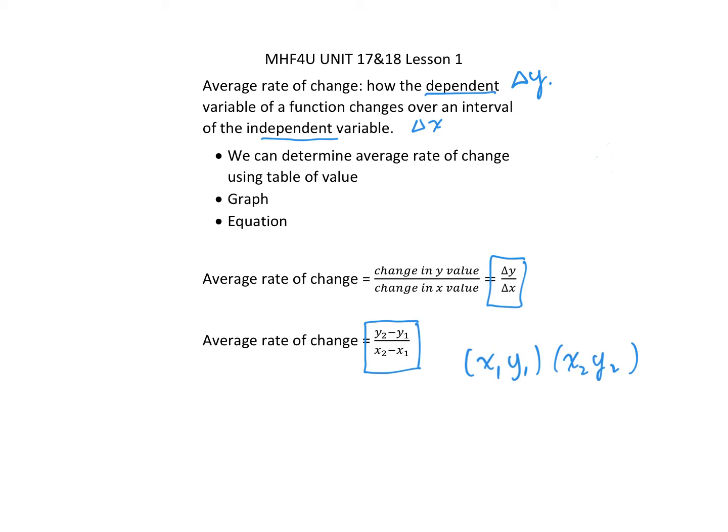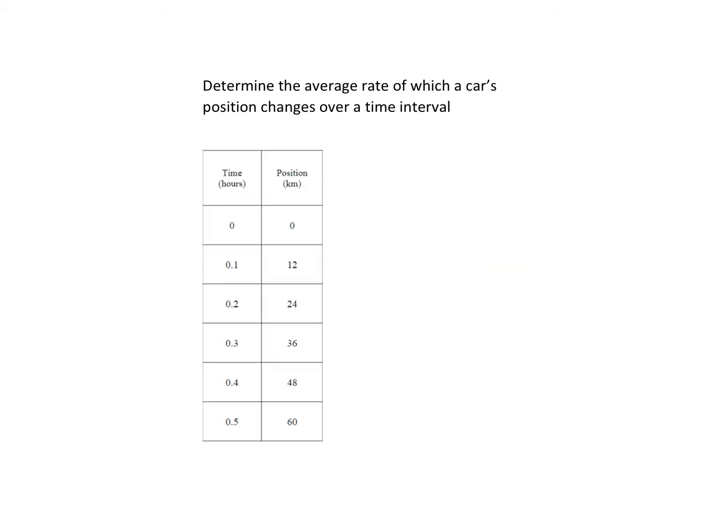We can represent functions with tables of values, graphs, and equations. So we're going to look at rates of change in those three different ways. If we had a table of values, perhaps we want to find the car's position that changes over a time interval. So we'll just pick a time interval. I'm going to pick between 0.1 hours and 0.5 hours. So if I'm doing delta y over delta x, I have a table of values. So I'm trying to find the average rate of change between these two points in the table.